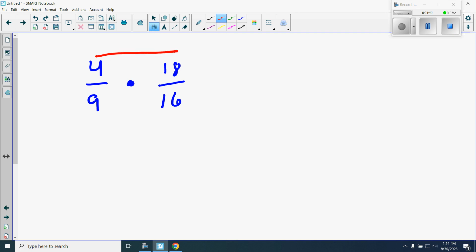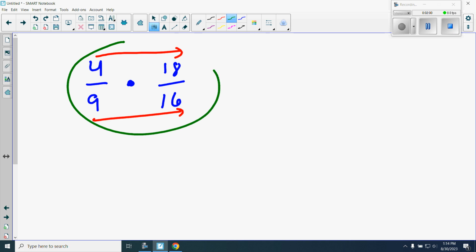It's still tops times tops, bottoms times bottoms. Well, I already don't know what 4 times 18 is. However, if I can reduce within the problem sitting right here, I'm going to go ahead and do that. So what I look for is anything divided by something else. What's the greatest common factor? If I look at 9, well, I know that 18 over 9 is 2. So if I divide down here by 9, I get 1. If I divide up here, I get 2.